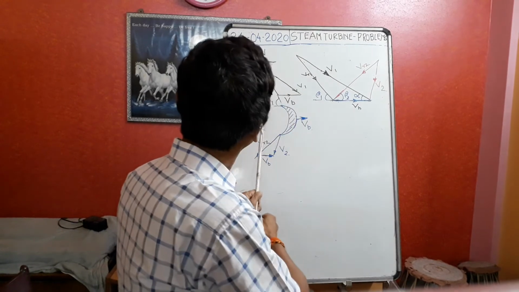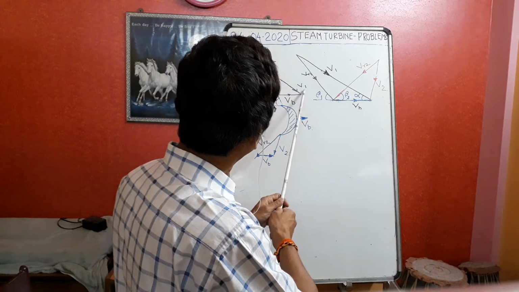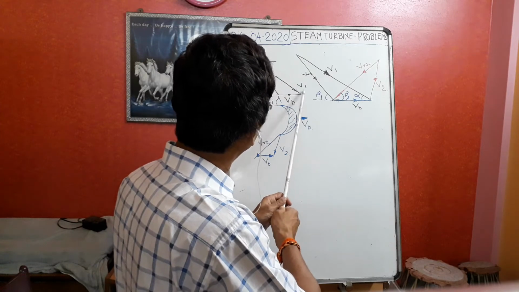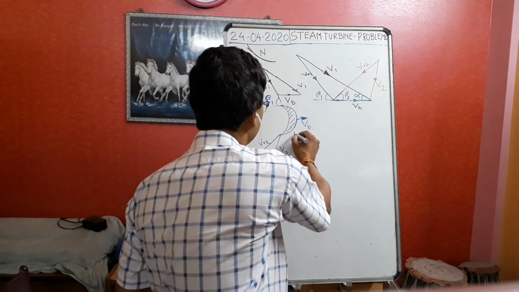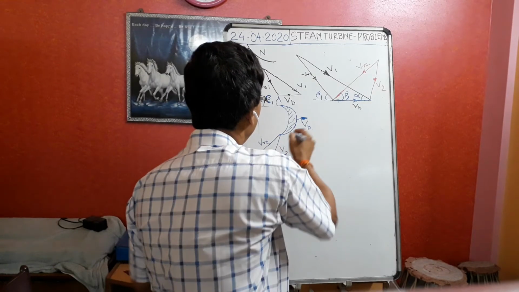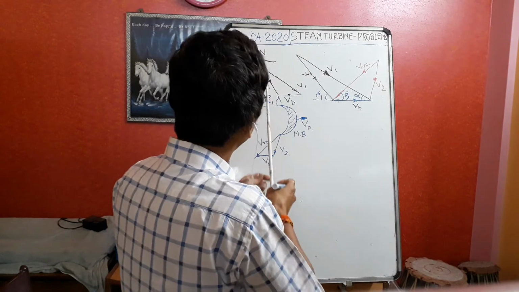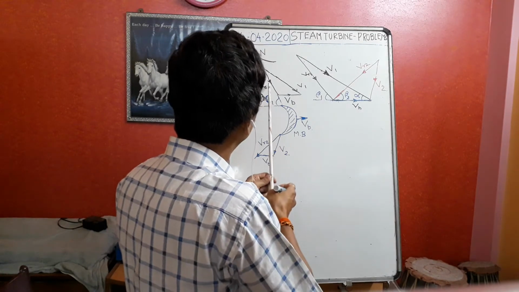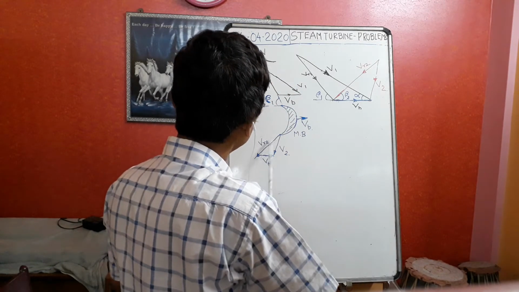From the nozzle, steam is coming out with a velocity v1, the absolute velocity. Then it enters the moving blades. Because the blade is also rotating, the steam enters the moving blade with a velocity vr1, then leaves with vr2.